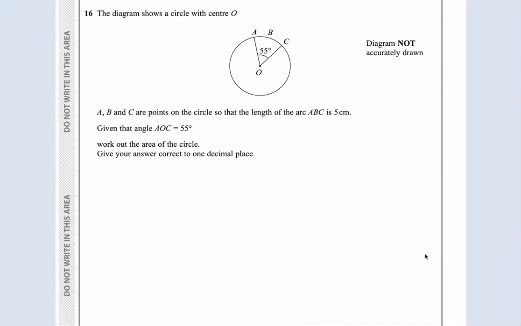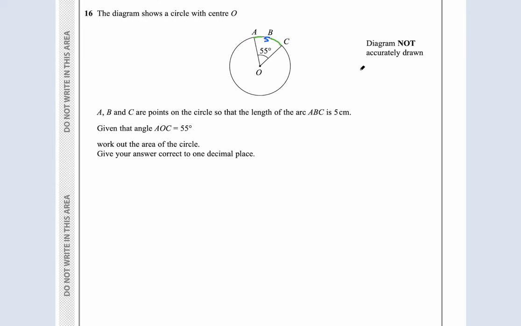Okay. Question 16. So we have a circle, center O, length of the arc ABC is 5 centimeters. So this is 5 here, this length. This is an arc from here to here. It says, given that the angle is 55, work out the area of the circle. Calculate your answer correct to 1 decimal place.